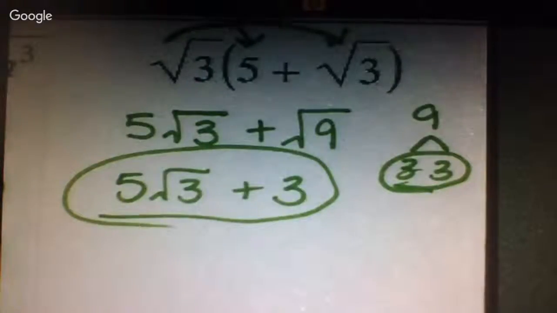Why would you not add them? Because these aren't like terms. This is like you have 5x plus 3. They're not the same terms. If that would have had the square root of 3 on it, yes, you would have had to put them together. Okay? So, good point. Those are not like terms.